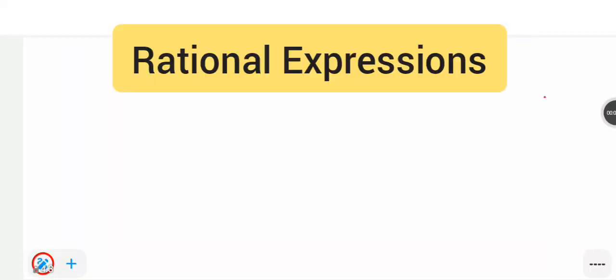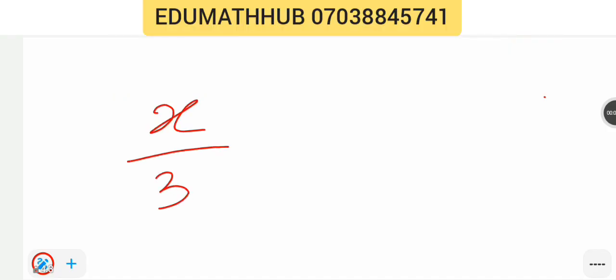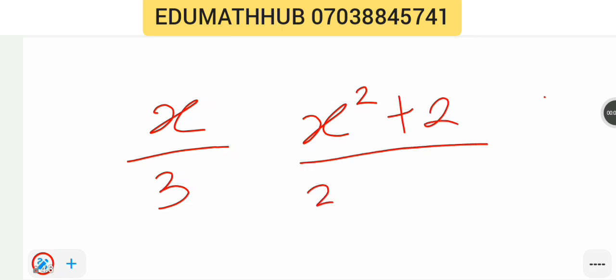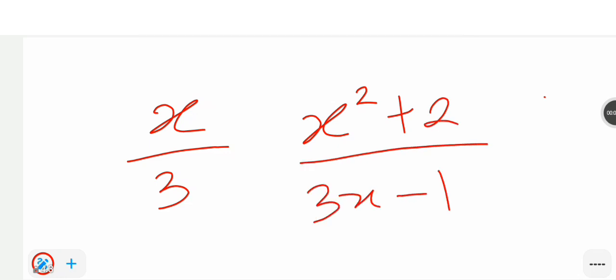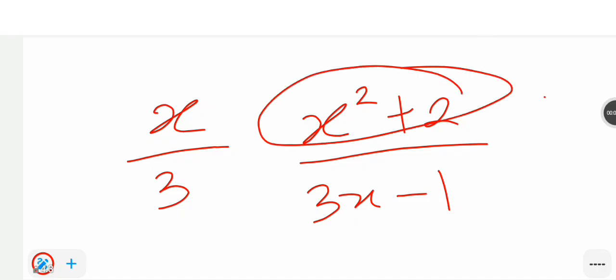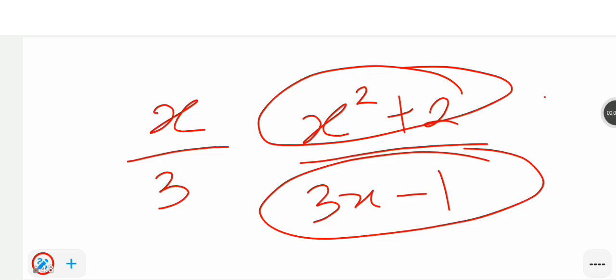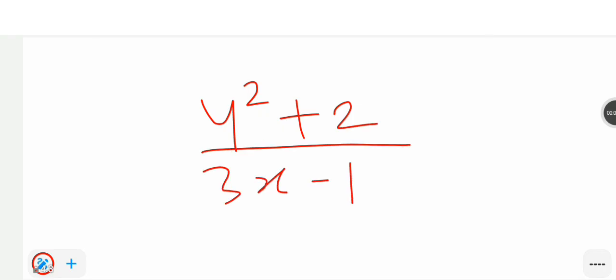Rational expressions are just algebraic expressions that are expressed in the form of a fraction. So if you have something like x over 3, this is a rational expression. If you have something like x squared plus 2 divided by 3x minus 1, that is also a rational expression. So it's just an algebraic fraction, something over something. Another example is y squared plus 2 divided by 3x minus 1. This is also a rational expression.